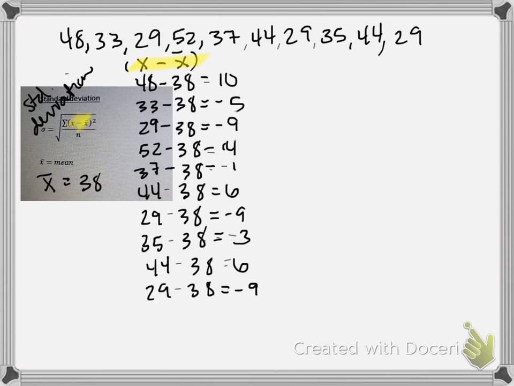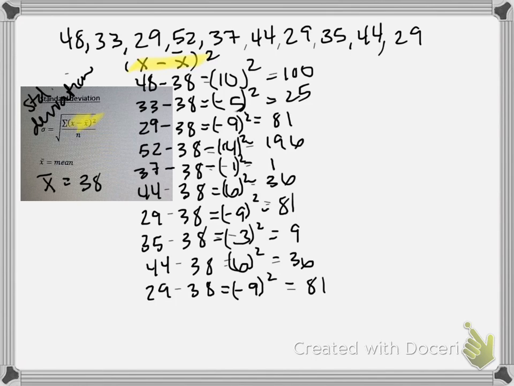Now I need to square all the data. So looking at my formula, the next thing I need to do is square all my data. So let's do that. Let's square it all now. So here we go. Everything's squared. Now, this sigma symbol, that means find the sum. So the next thing I'm going to do is find the sum of all this data.